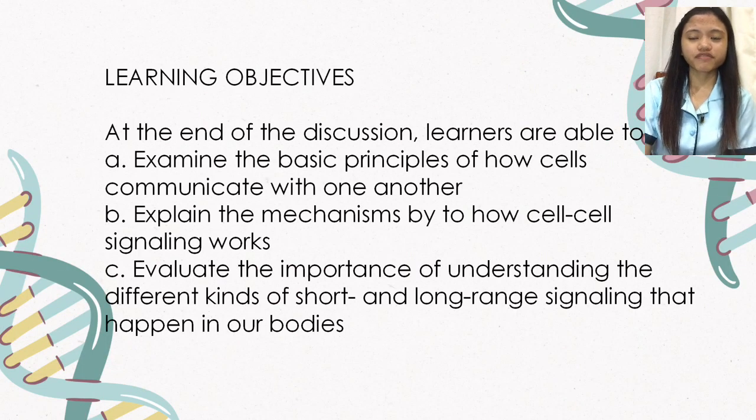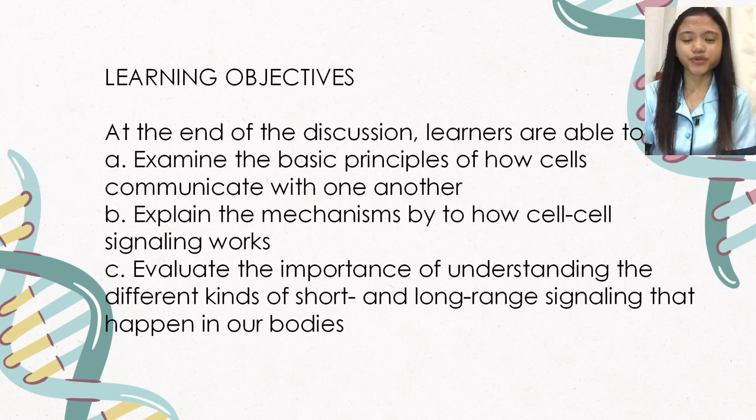I am going to read first our learning objectives. So at the end of the discussion, learners are able to examine the basic principles of how cells communicate with one another, explain the mechanisms of how cell-to-cell signaling works, and then evaluate the importance of understanding the different kinds of short and long-range signaling that happen in our bodies.